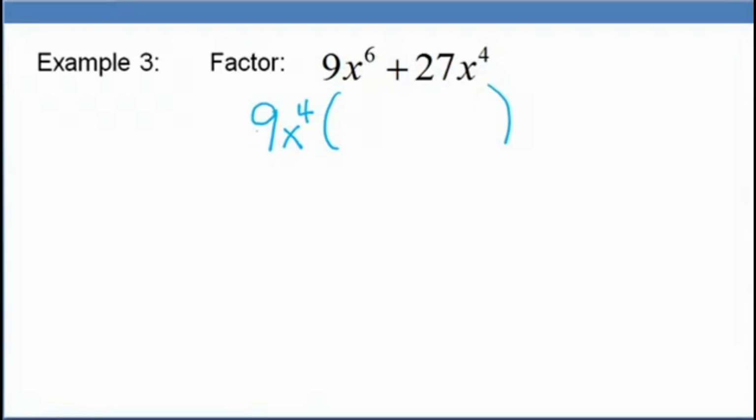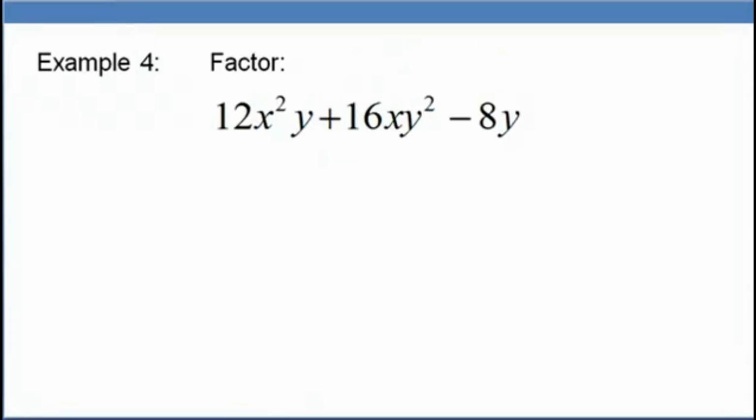So first for the 9, we're good. We have x to the 4th. We want x to the 6th. So we would have to multiply by an x squared. To get to our next term, we have 9. We would like 27. So just divide. You need a factor of 3. And we already have all the x's we need outside. So our check, 9x to the 6th plus 27x to the 4th.